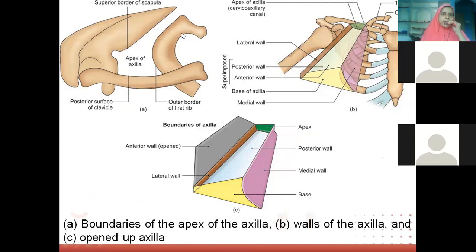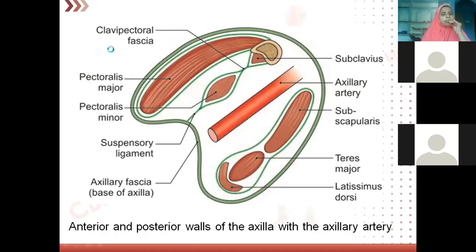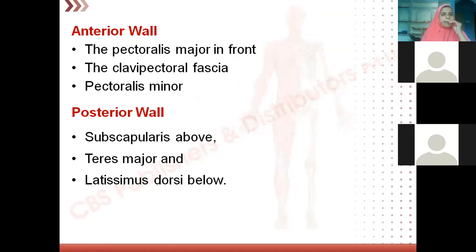of the axilla. So anteriorly, what are we finding? Clavicle. Okay, medially, what are we finding? The medial border or the outer border of the first rib. Then posteriorly, we are finding the upper border of the scapula bone. Okay, so that is the apex.